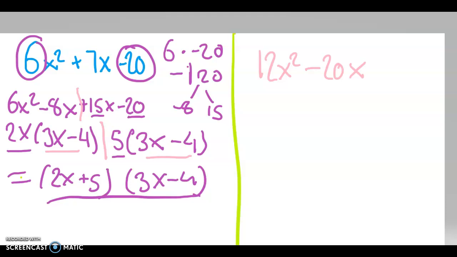12x^2 - 20x. This one is very simple due to the fact that 12x^2 and negative 20x have a common factor of 4x. So all we have to do in this case is divide 12x^2 by 4x, which will give us 3x, and then we have to divide negative 20x by 4x, which will give us our final answer. Our final answer is 4x(3x - 5), because negative 20x divided by 4x gives us negative 5.